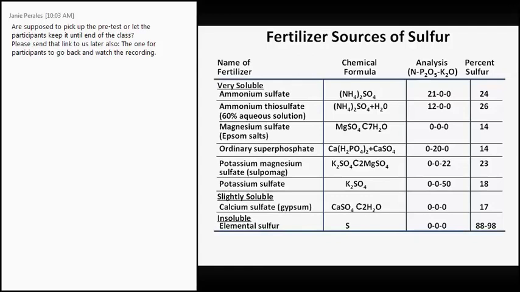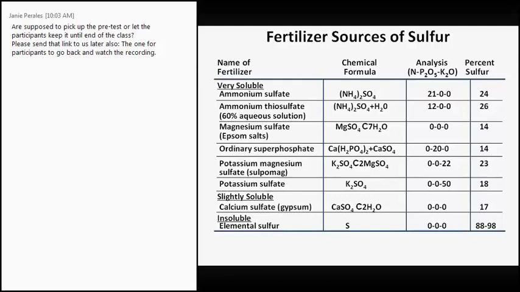The Epsom salt, and again, here's my C, so knock that out and put a dot there. About 14% sulfur. Ordinary superphosphate, also about 14% sulfur. Sulfomag, again, the C should be a dot, about 23% sulfur, which is about the same amount as potassium. Potassium sulfate, a very good source of potassium, also a good source of sulfur. Gypsum, again, a good source of calcium, also a good source of sulfur, and again, that C should be a dot.